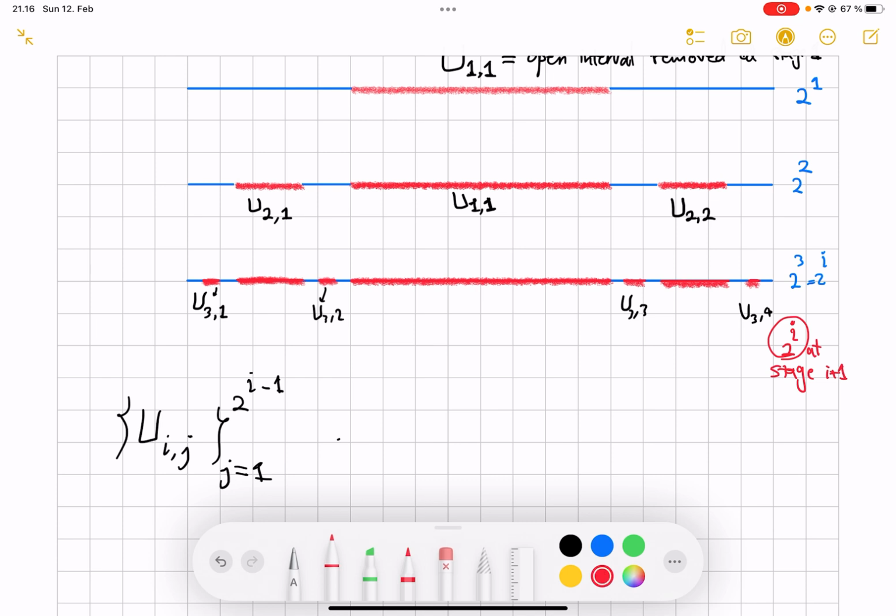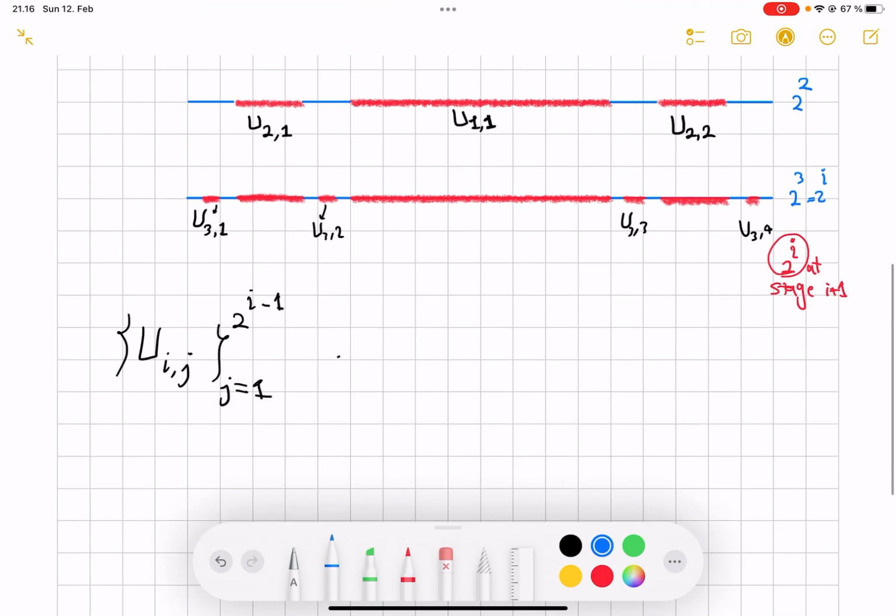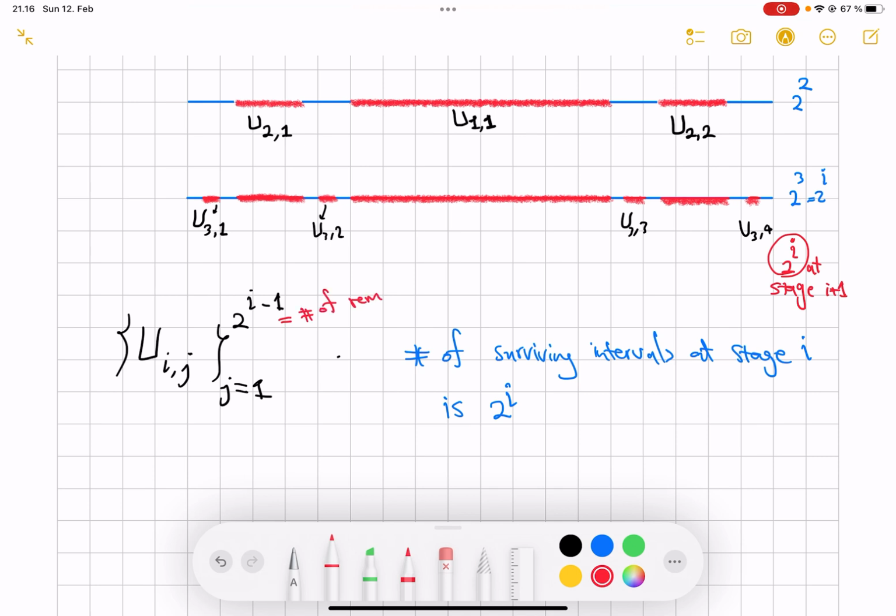So just for the record, the number of surviving intervals at stage i is 2 to the power i. And this is the number of removed at stage i.